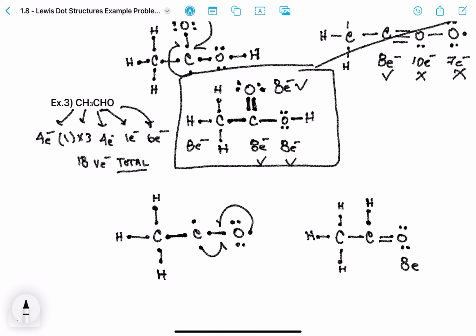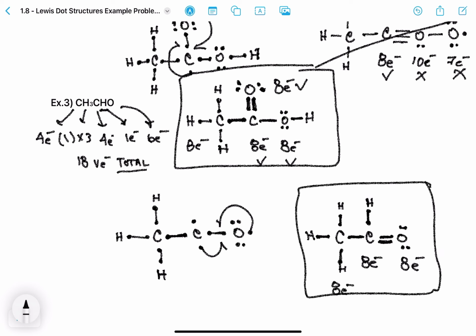So I have 8 around this structure because I got 2, 4, 6, 8. And then for carbon, I have 2, 4, 6, 8 in those bonds. And then in that carbon, I have 2, 4, 6, 8. So this is the correct structure.